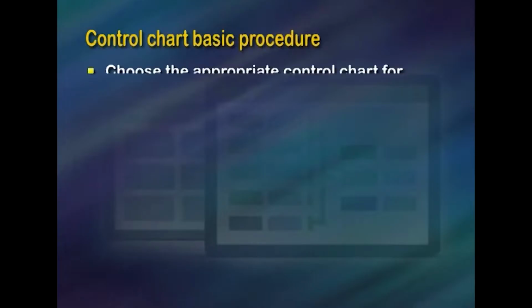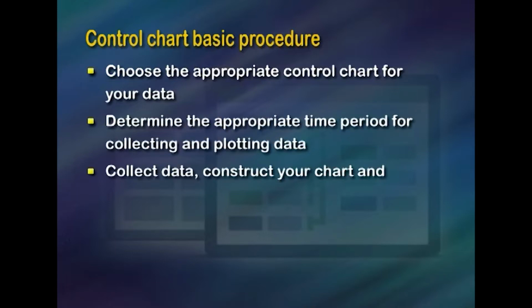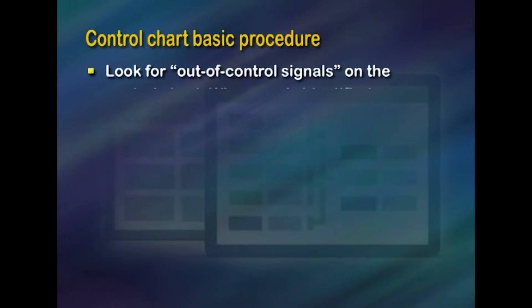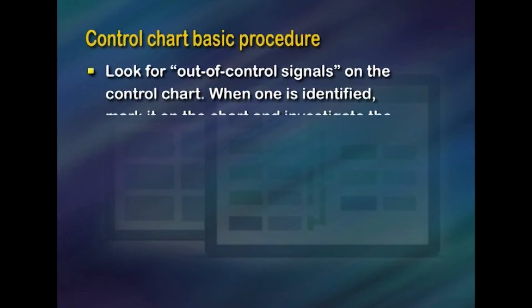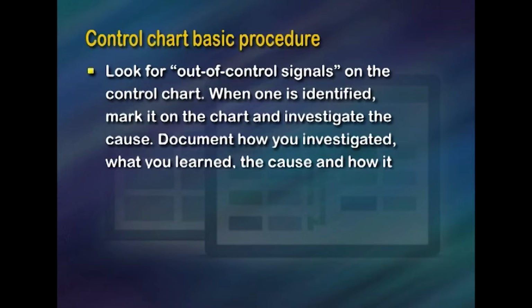Now we will see the control chart basic procedure. Choose the appropriate control chart for your data. Determine the appropriate time period for collecting and plotting data. Collect data, construct your chart and analyze the data. Look for out of control signals on the control chart. When one is identified, mark it on the chart and investigate the cause. Document how you investigated, what you learned, the cause and how it was corrected.